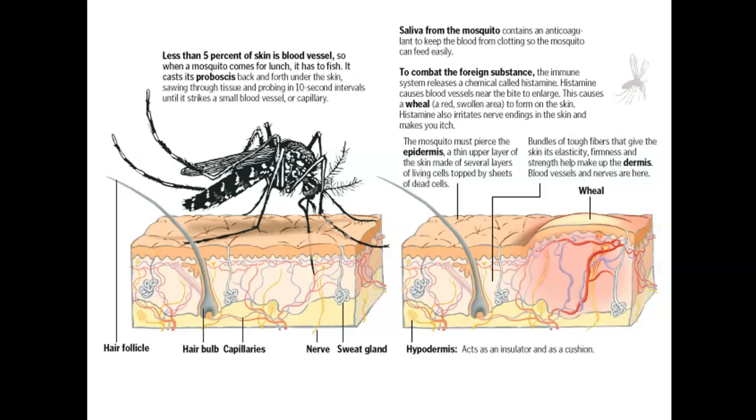Now, once it's done, it will fly off, and then your body's going to create a wheal that is going to be an itchy allergic reaction to its saliva that it just spit into you. Also, there could be problems if it had any type of bacteria in its saliva or spit, or if it had a virus in it. And so that's how they're going to be able to be vectors for different types of viral and bacterial diseases that they can spread.